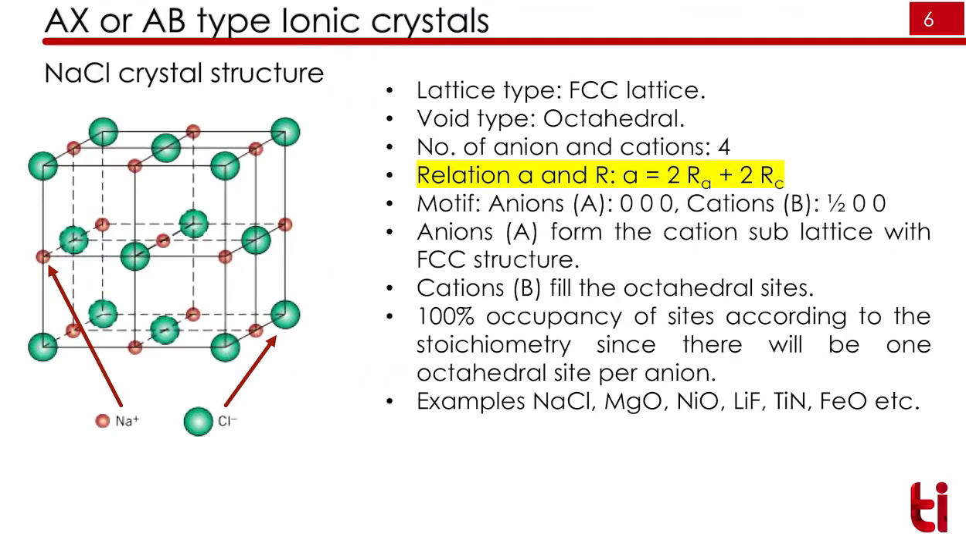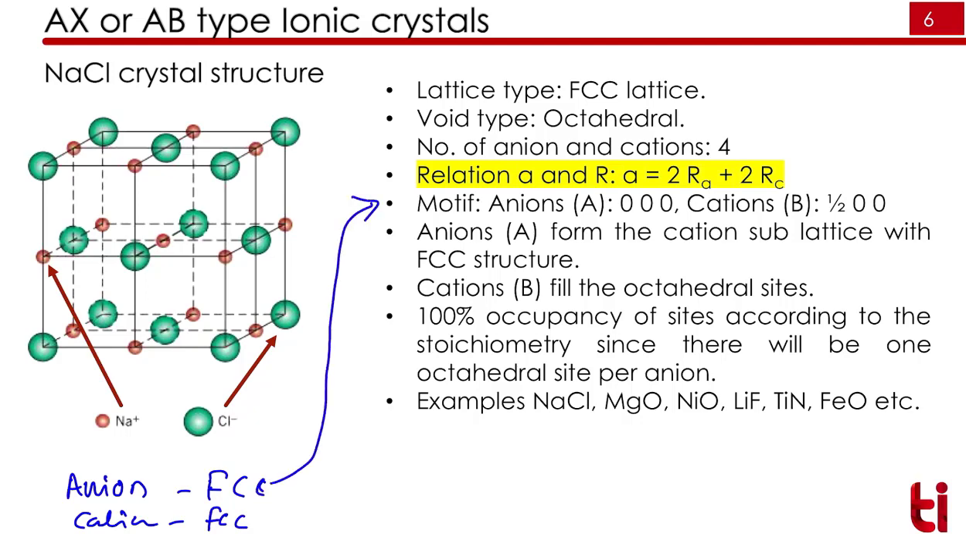The other structure is the NaCl structure. The NaCl structure is formed by an FCC lattice, and here the void that is filled is the octahedral void. An octahedral void we have seen in the FCC, it is at the edge and it is at the center. So it will be at the edge center or at the body center of the FCC lattice. So here we form two FCC lattices, one for the anion and one for the cation. The anion will form an FCC lattice and the cation will also form an FCC lattice, and they are situated like this.